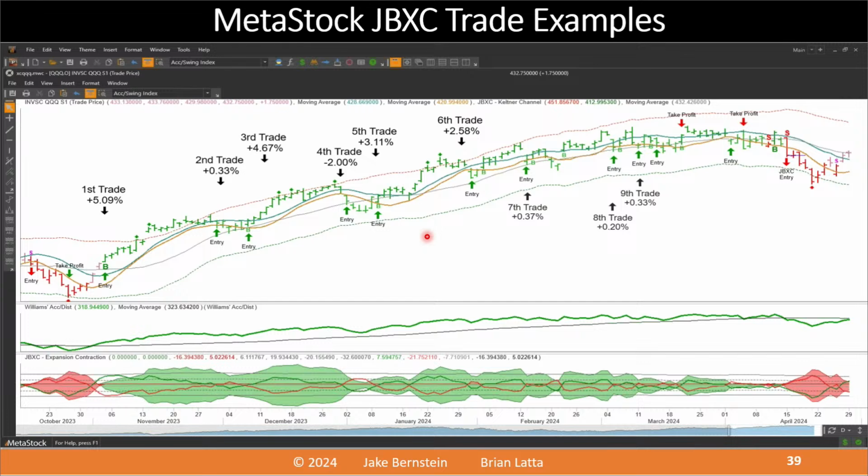Those kind of markets, as opposed to, as Jake said, going down to a penny stock that has a 3-cent range and expecting to see a chart like this. So definitely trade liquid markets.